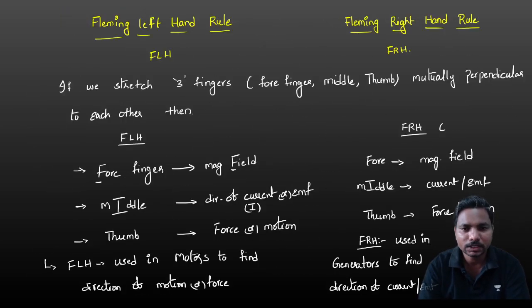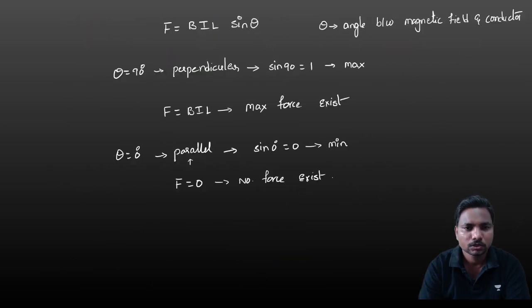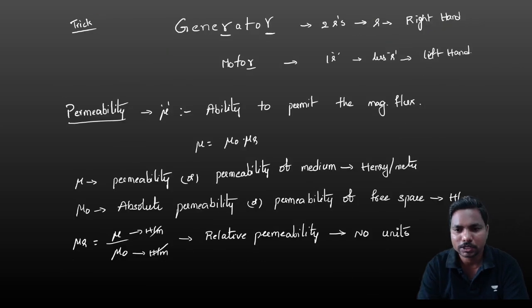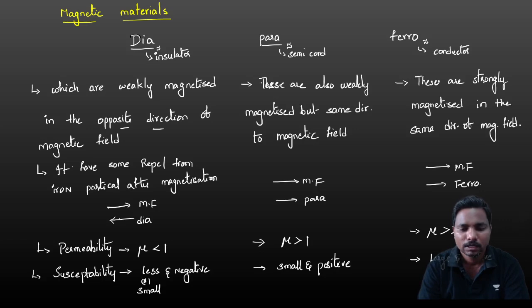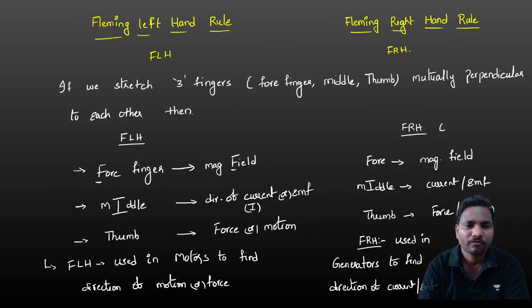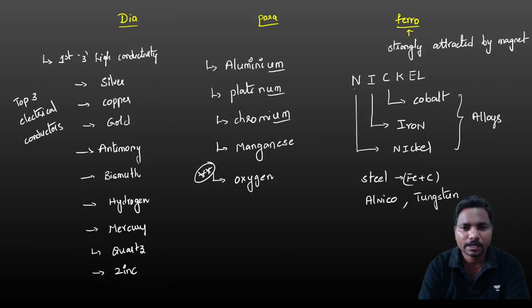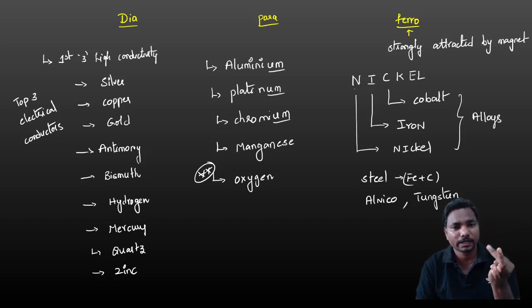In the next session, we will go with another topic. So magnets and magnetism is almost completed. If any topic is not covered, that will be covered in MCQ sessions: Fleming's left hand rule and right hand rule, and after that magnetic materials, dia, para, ferro and their examples. We'll discuss in the next session work, power, energy.